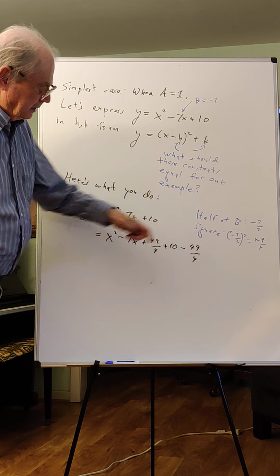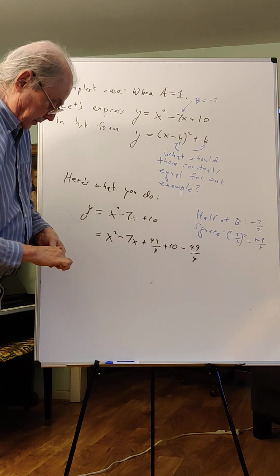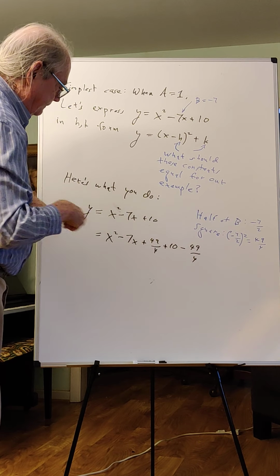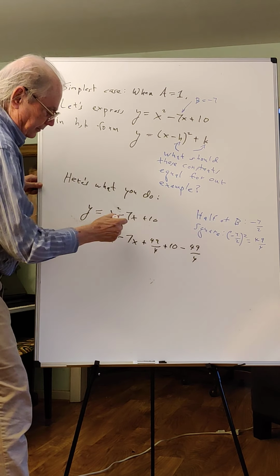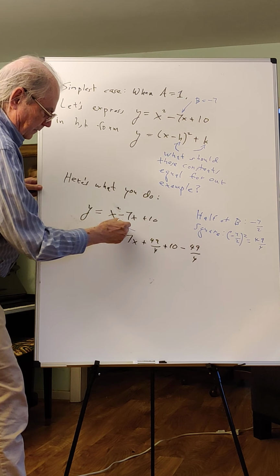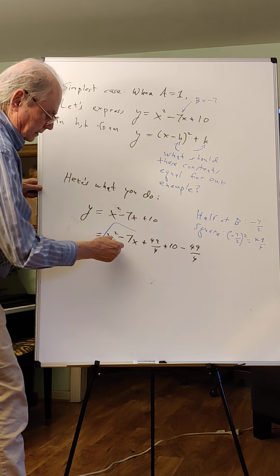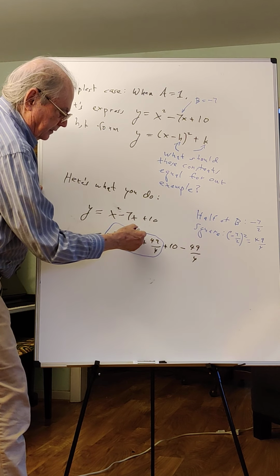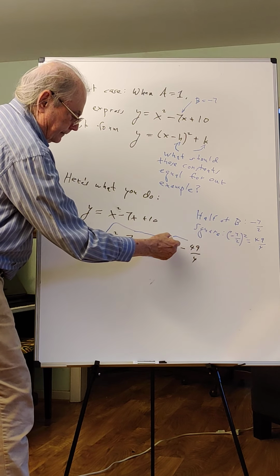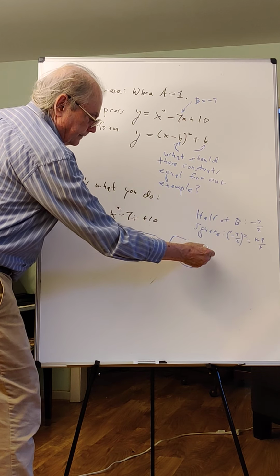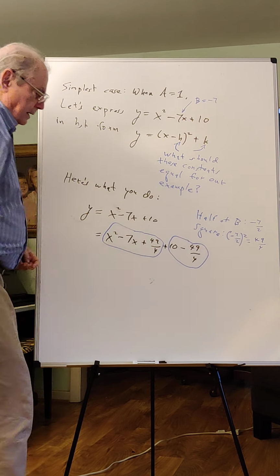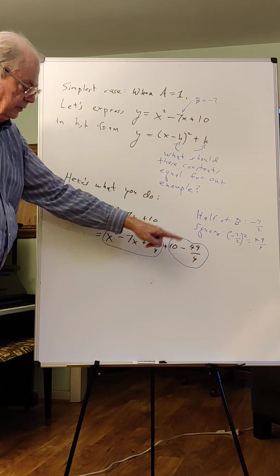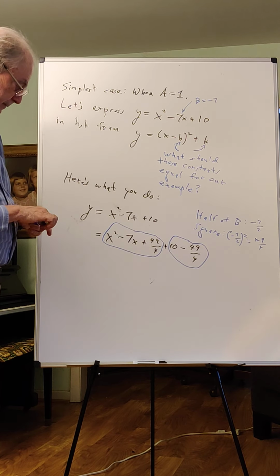So we added 49 over 4, we subtracted 49 over 4. Okay, why on earth did we do that? Well, here's what we've achieved. Group the terms like this, the first 3 and the next 2. So these terms are a perfect square, and these terms can be combined to give a constant.